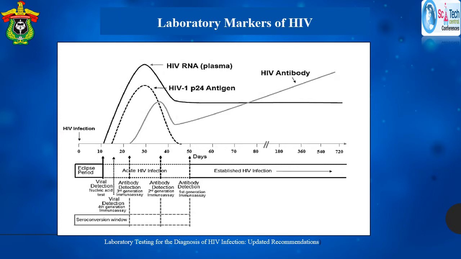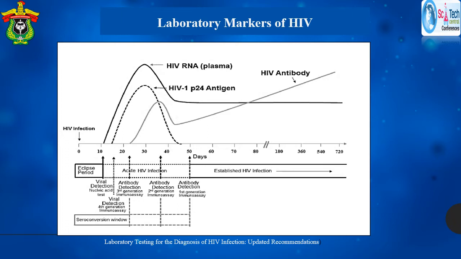This is the laboratory marker of HIV. Various HIV markers for diagnostic purposes can be found in the patient's blood at different times: HIV RNA, P24 antigen, and HIV antibody. HIV RNA level is the first marker that can be detected using a nucleic acid amplification test, or NAT, qualitative and quantitative, within 10 days after infection.